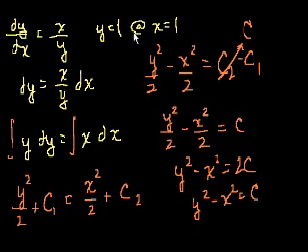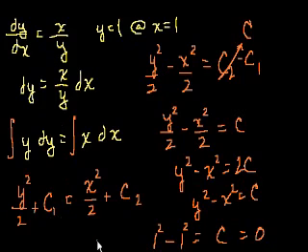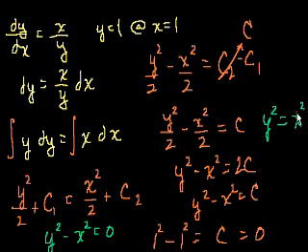Now let's use our initial conditions to see what c is. So when y is 1, so 1 squared minus, when x is 1, 1 squared is equal to c. Well, this is 1 minus 1, so it's 0, right? c is equal to 0. So what is the particular solution to this differential equation? I'll do it in green. It is y squared minus x squared is equal to 0. Or we could add x squared to both sides of that, and we could also write it as y squared is equal to x squared.